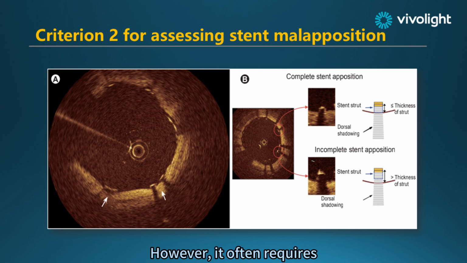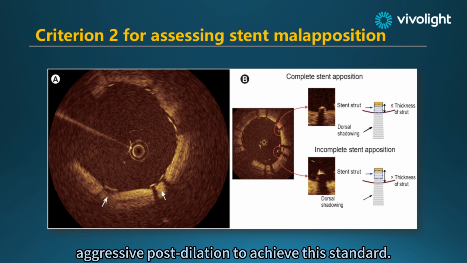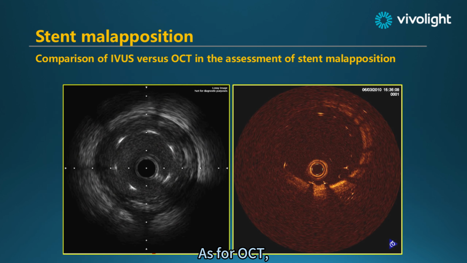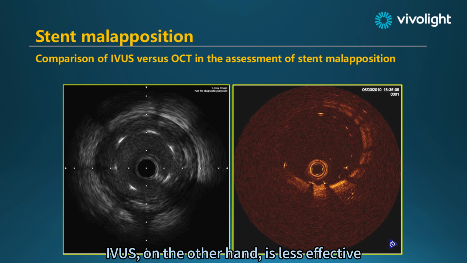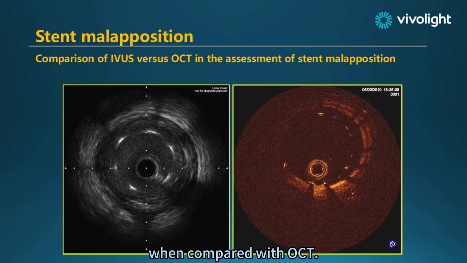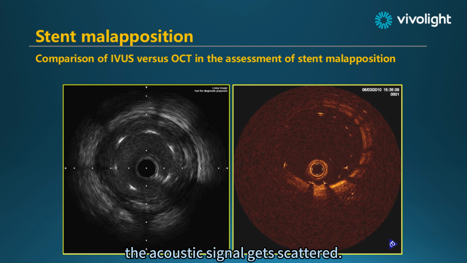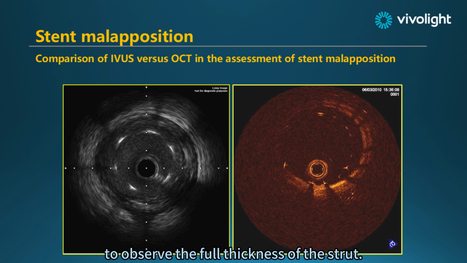However, it often requires aggressive post-dilation to achieve this standard. Otherwise, the stent apposition might not be good enough. As for OCT, it does help identify such issues. IVUS, on the other hand, is less effective when compared with OCT, because when IVUS encounters highly reflective stents, the acoustic signal gets scattered. It can't penetrate the metal stent to observe the full thickness of the strut.